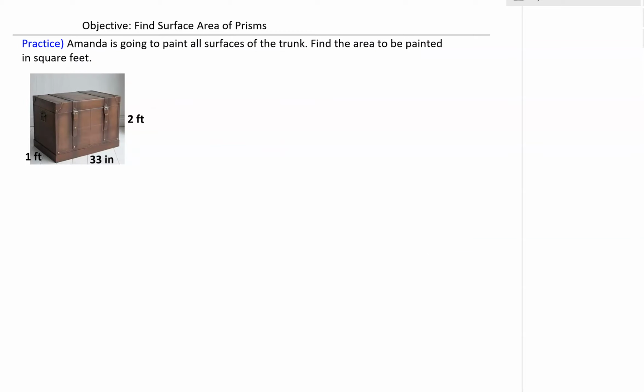Here is another practice problem for you to try. So again, I recommend you pause the video and try this one. Okay, let's take a look at the answer to this practice problem.